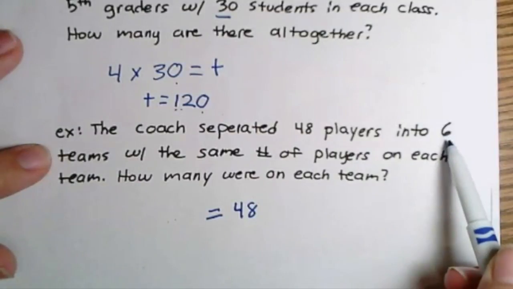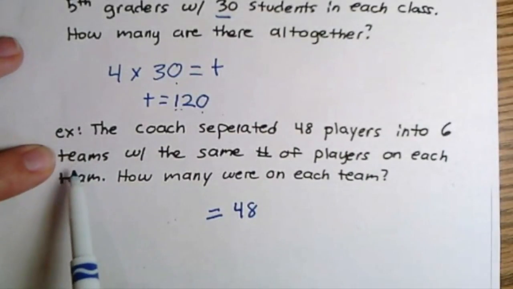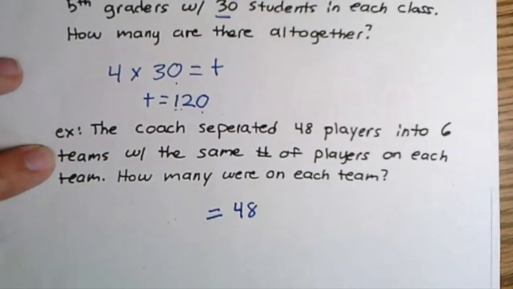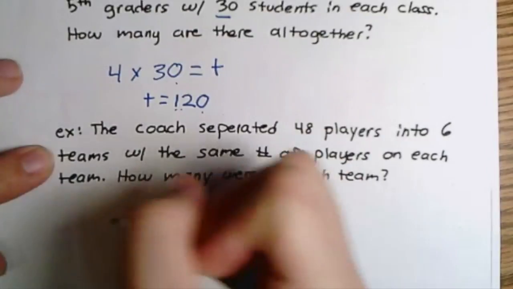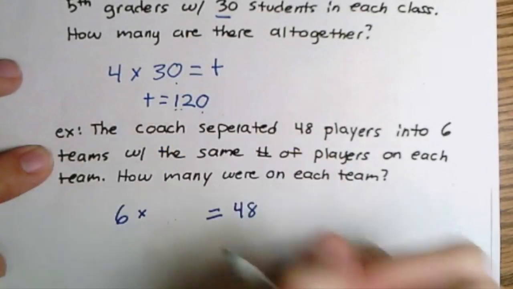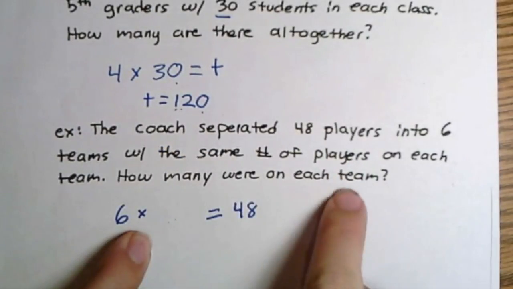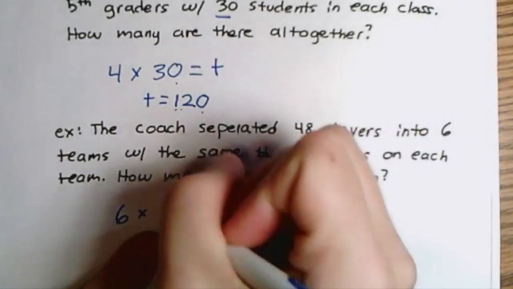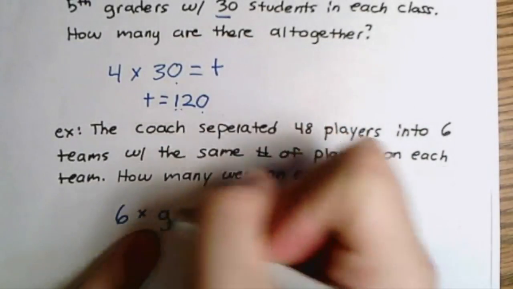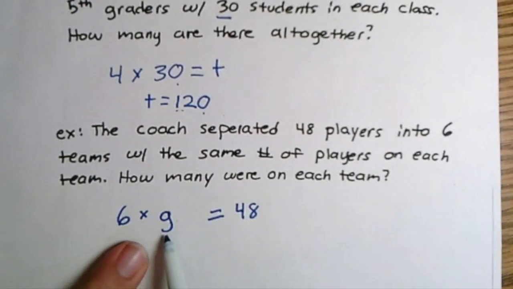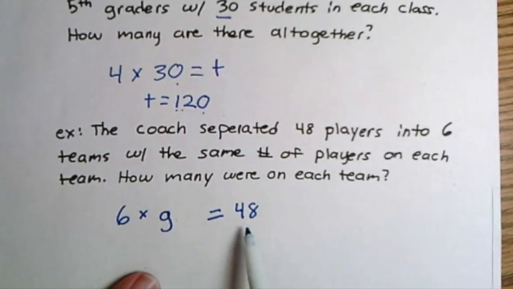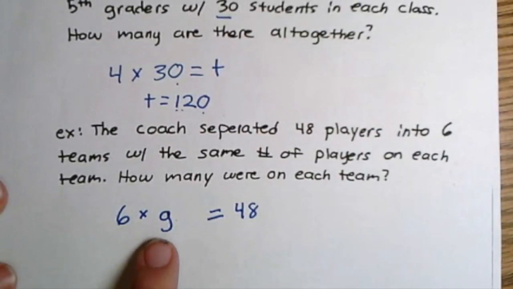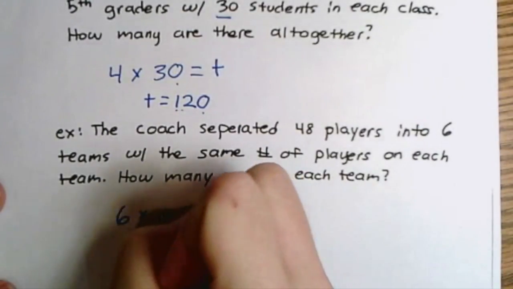Let's look at what other number we know. Into 6 teams. Is the amount of teams the number of groups or the number in each group? Good, it's the number of groups. So we know that there are 6 groups, and we don't know how many are on each team. So that's what we don't know. Let's do times G, since we'll make that stand for the number in each group. So 6 times G equals 48. Now we want to figure out what G is. So 6 times a number equals 48. What number is G?